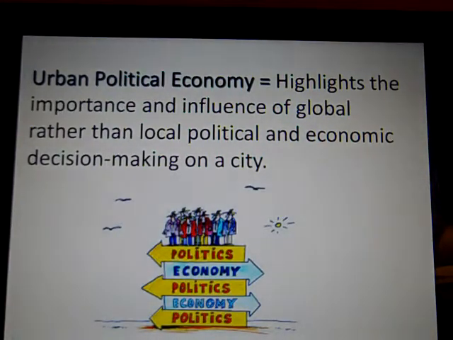I digress. Also, urban political economy. This is a third perspective. Highlights the importance and influence of global rather than local political and economic decision making on a city. And again, we talked about this a little bit on Tuesday. Decisions that are made all around the world, in the Middle East, on the African continent, in Asia, impact decisions that happen in our cities, in our country, and subsequently how they impact specific groups of people based on race or ethnicity, or even us as individuals.